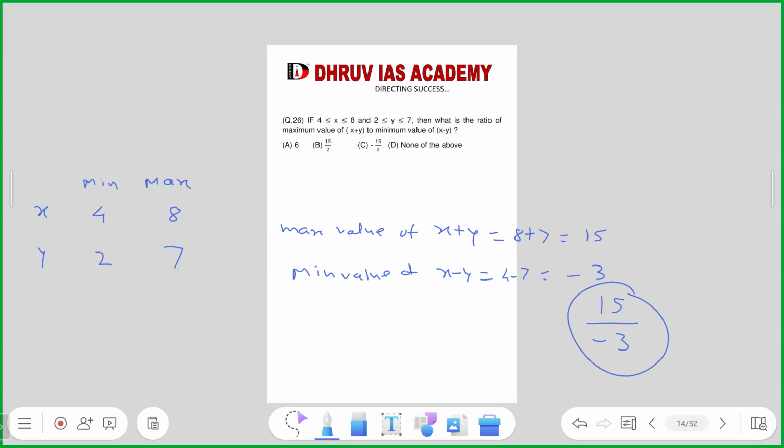Minimum value of x minus y, maximum value. Okay. So here that option is not there. See, the options are 6, 15 by 2, minus 15 by 2. So none of the above. So the correct option is none of that.